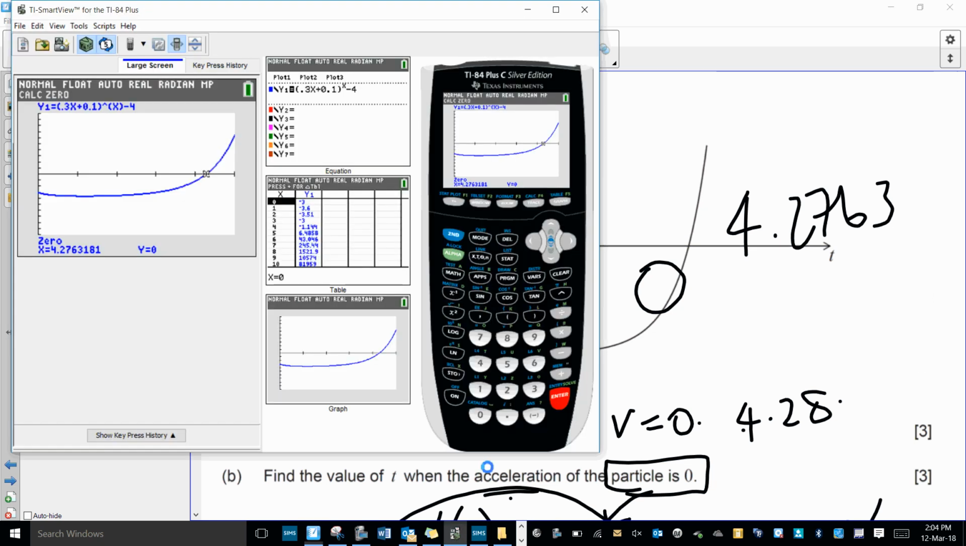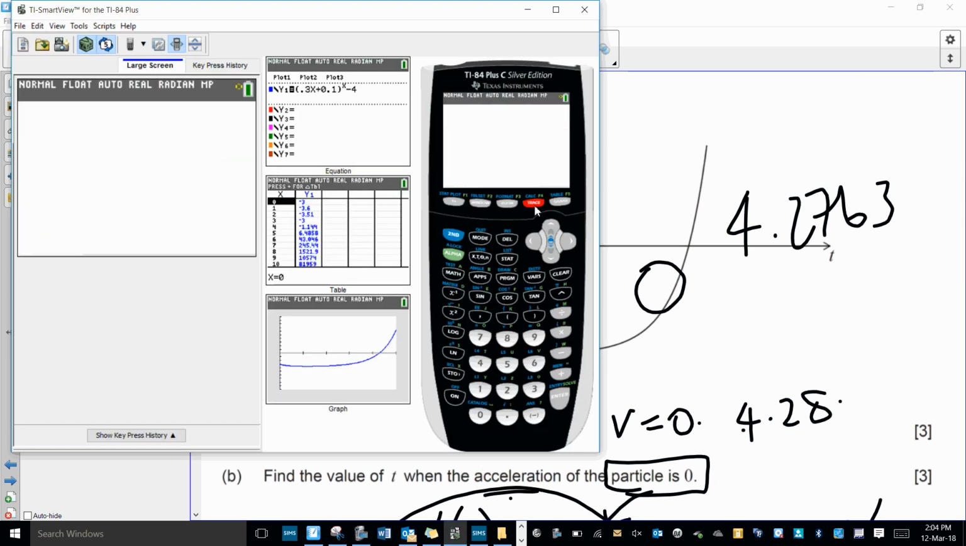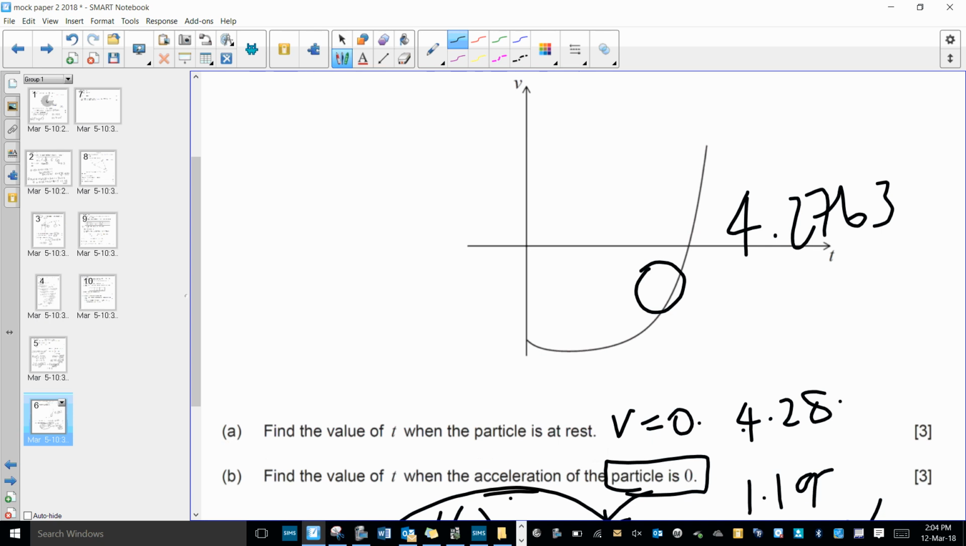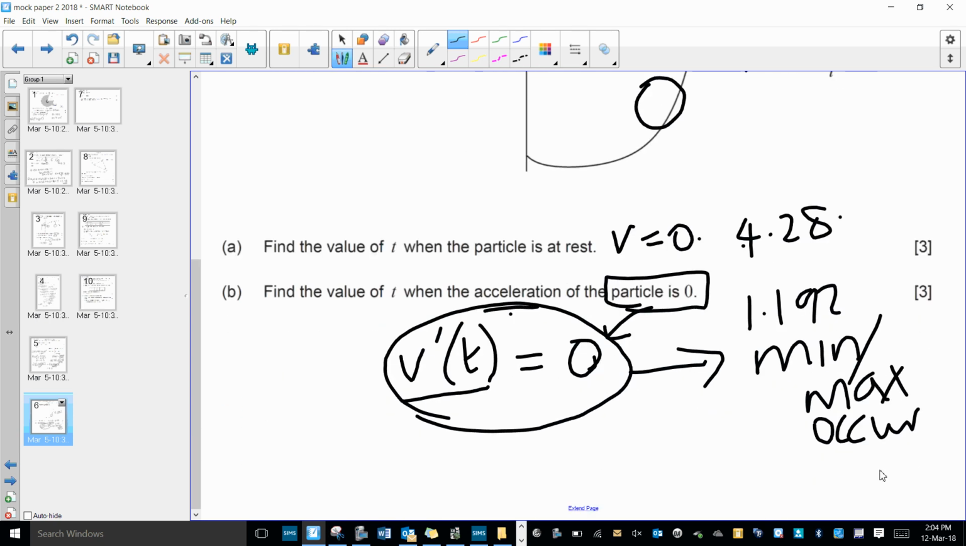So second calc, trying to find the minimum. So left bound. That's probably about there. Right bound. And there we go, 1.1927 to something or other. So our minimum value is going to be 1.19 seconds.